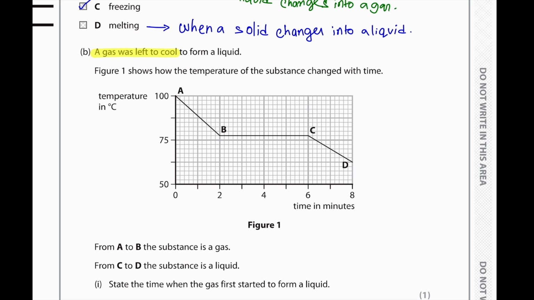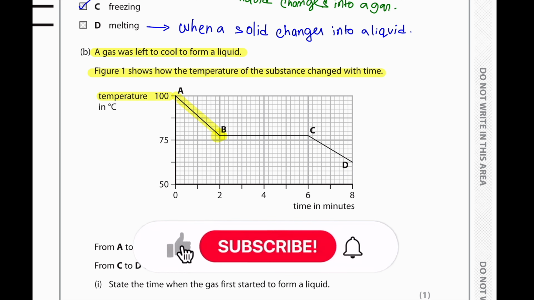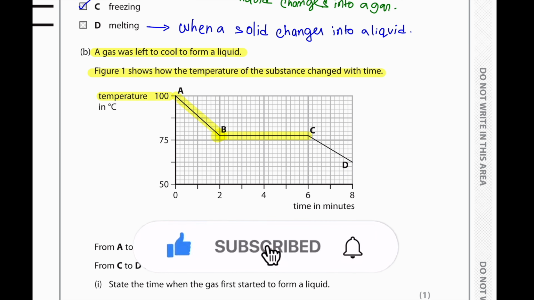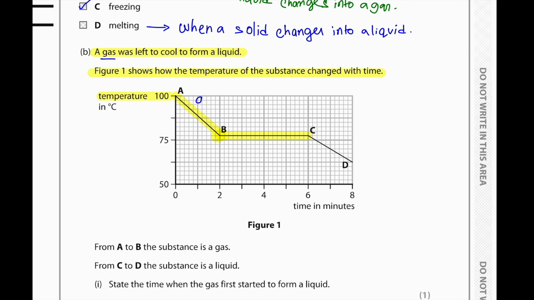A gas was left to cool to form a liquid. Figure 1 shows how the temperature of the substance changed with time. We can see the temperature drops from 100 degrees Celsius to 75 degrees Celsius, and then we can see a plateau. So since the starting material is a gas, from A to B, it's a gas.